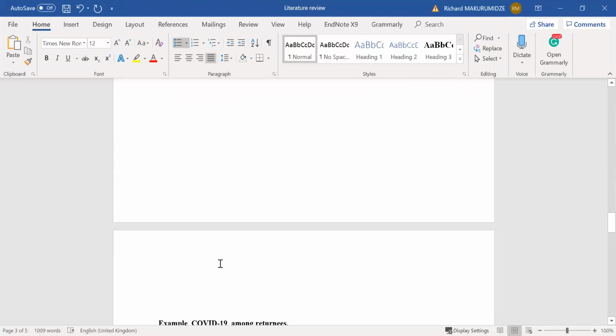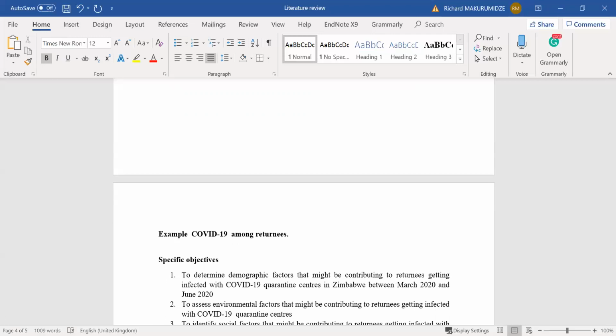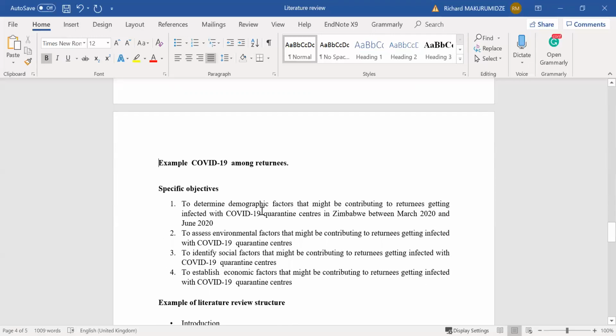So now we go back to our example, which we've been using, of COVID-19 among returnees. Let's say you want to write the literature review for this example, how would you do it? Just to recap our objectives, we want to determine demographic factors that might be contributing to returnees getting infected with COVID-19 in quarantine centers. We want to assess environmental factors. We want to identify social factors. We want to establish economic factors that are contributing to returnees getting infected.